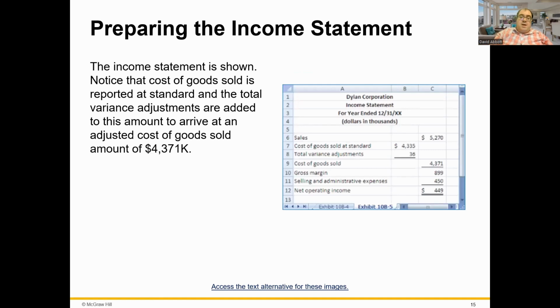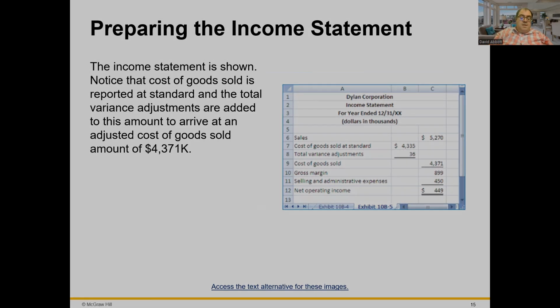And then preparing our income statement, we see a picture of what the income statement would be. The cost of goods sold is reported at standard, which is $4,335,000. The total variance adjustment of $36,000 is added to this amount, since they are favorable in total, to arrive at the adjusted cost of goods sold, which would be $4,371,000.